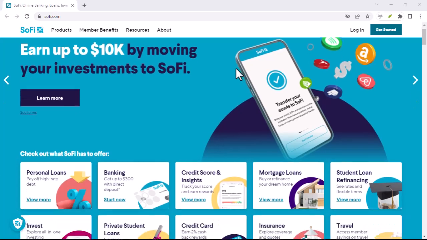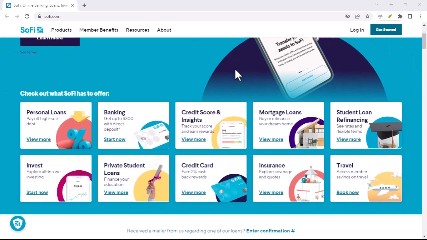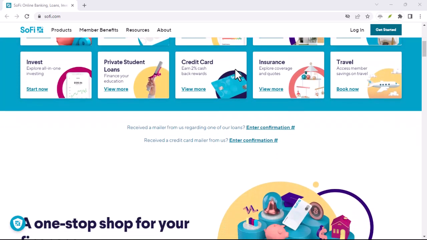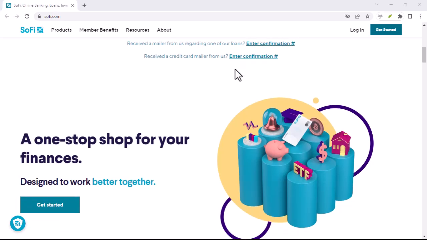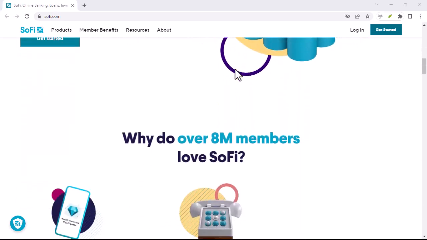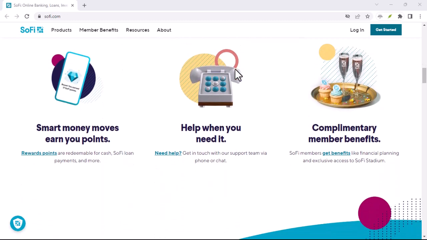Imagine you're trying to send money quickly and easily to a friend or family member. You open your banking app and see a familiar, convenient option, Zelle. But what if you're a SoFi customer? Does SoFi offer Zelle? And if not, why not?